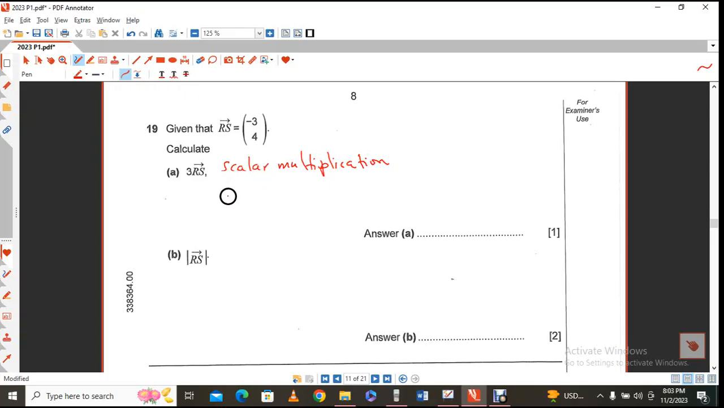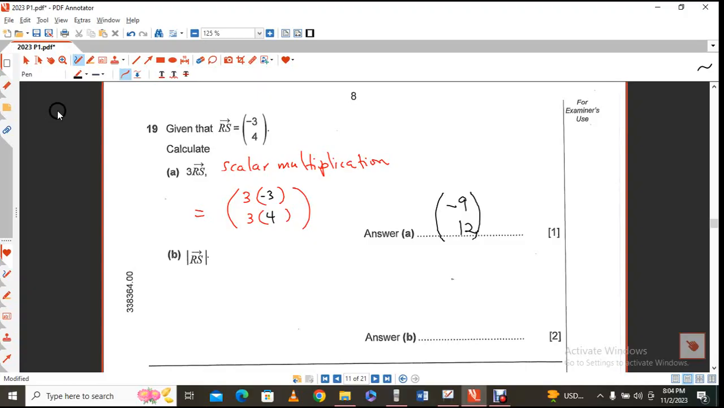So that is going to be every component will be multiplied by 3. So I'm going to take the x component multiplied by 3 and the y component multiplied by 3. Okay, so 3 times negative 3 is negative 9, and 3 times 4 is 12. Okay, please remember these are not fractions, but it's a vector. So don't put a fraction line over there.